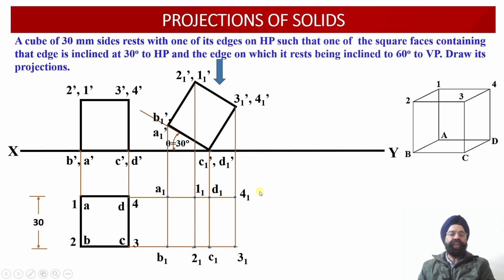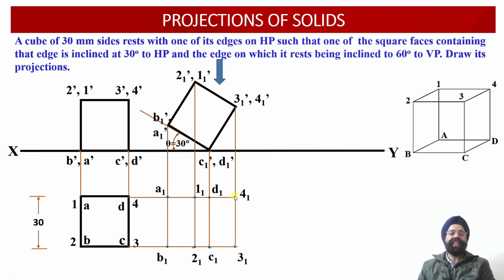Now we should know which are the edges which we need to join. We need to join A1, B1, C1, D1 and A1. We also need to join 1, 1, 2, 1, 3, 1, 4, 1 and 1, 1. We also need to join A1 with 1, 1, we need to join B1 with 2, 1, we need to join C1 with 3, 1, and we also need to join D1 with 4, 1.